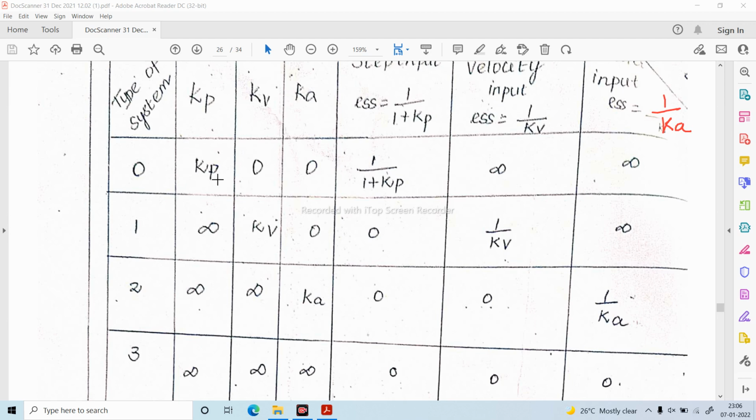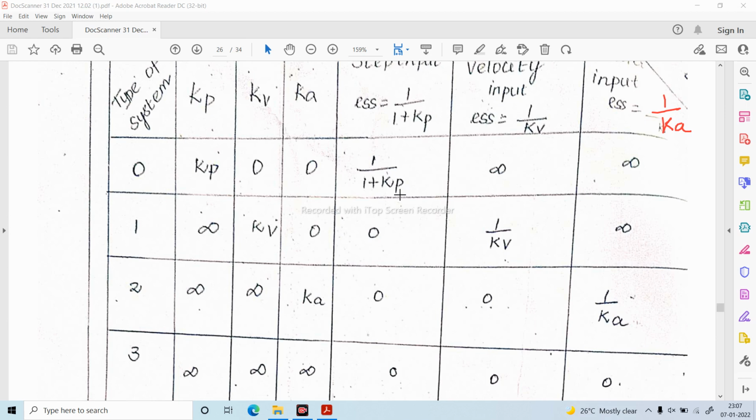First write the Kp and Kv terms. Kv is diagonal, so we only have to write Ka. Remaining, after Kp put 0, 0, and before Kv put infinity. After Kv put 0, and before Ka put infinity. And next, how to remember this?